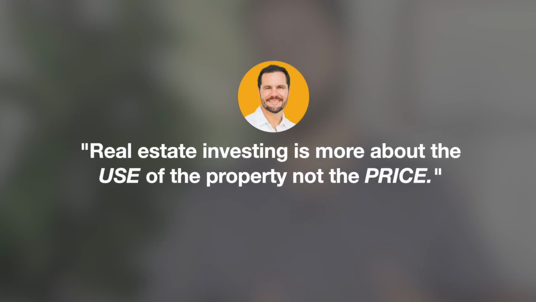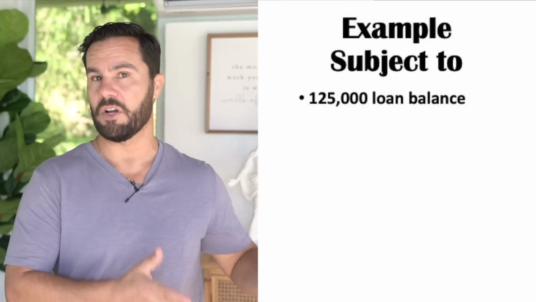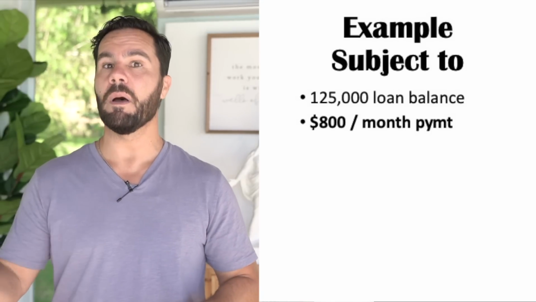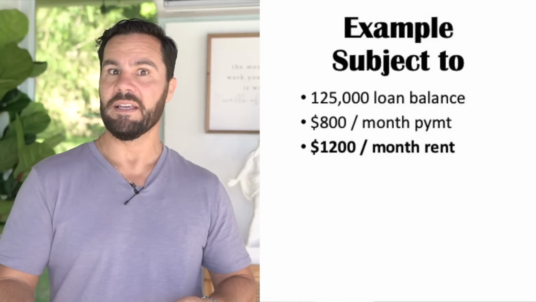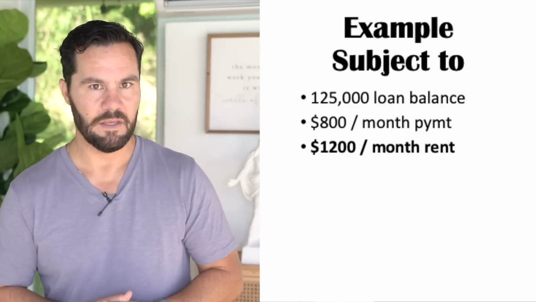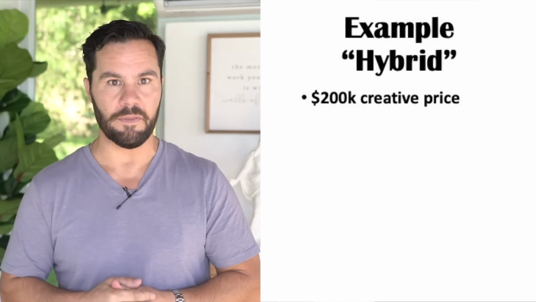Now you may be wondering, why would you pay more using subject to? Well, remember, real estate is about the use of the property, not necessarily the price. To illustrate, let's say using the example I just gave where the loan balance is $125,000, the monthly loan payment is $800 and the going rental rate for that property is $1,200 a month. So it cash flows $400 a month. By purchasing that home subject to for $125,000, you just acquired a rental property without having to use cash or qualify for a new loan.